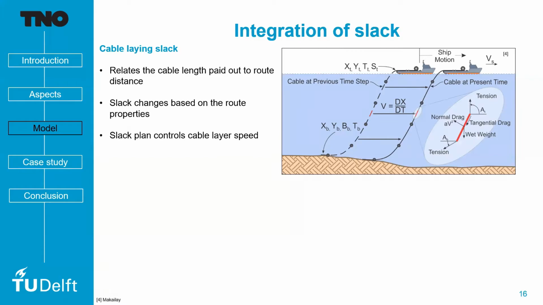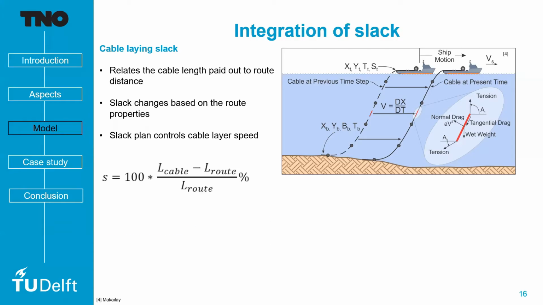So slack is nothing but making sure that when you are laying the cable, you maintain an optimal level of tension. So if your slack is too low, then you will end up laying the cable and not following the route properly. But if your slack is too high, you can risk breaking the cable or producing too much tension. So the slack therefore contains the speed of the cable layer.